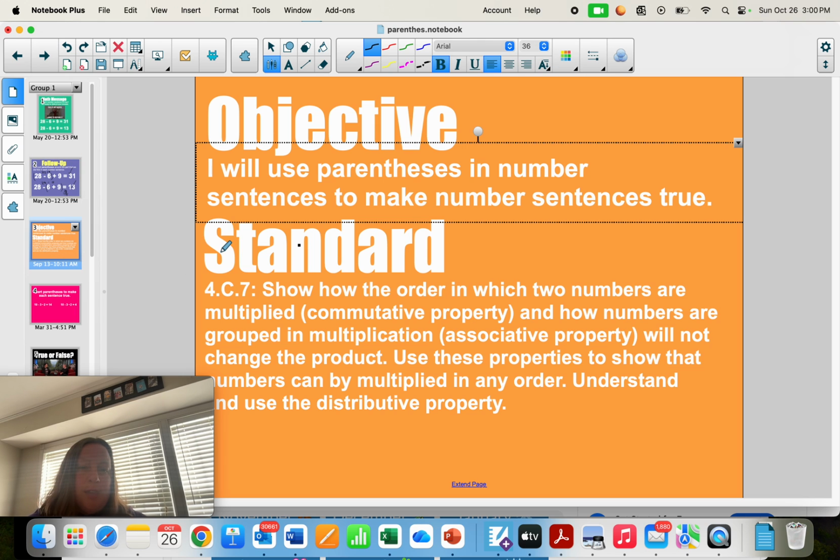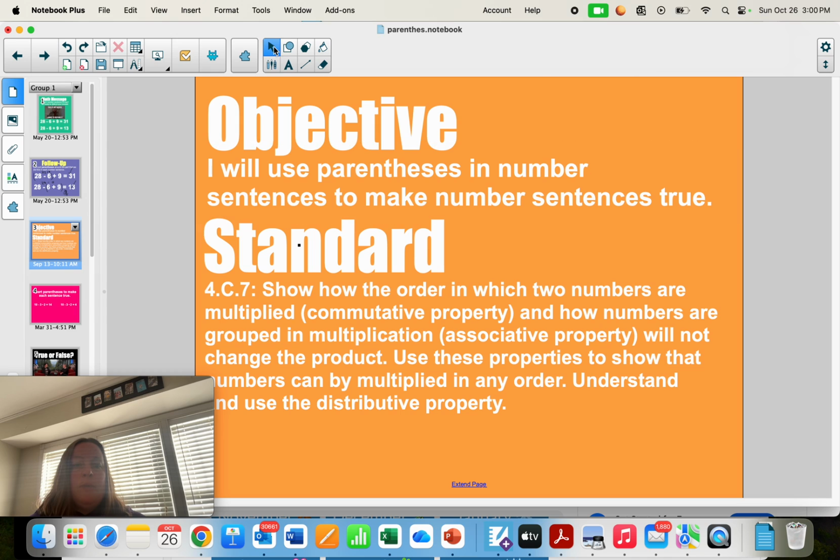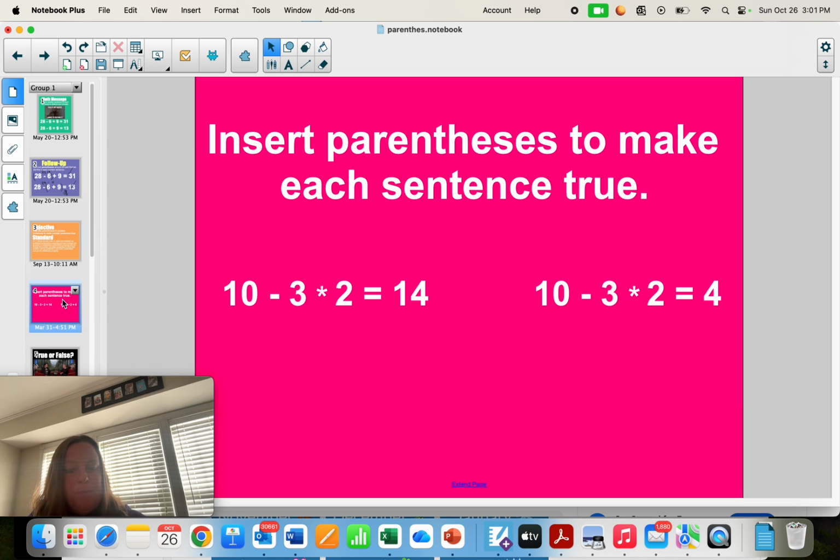Okay, so our objective, our learning target for today, is that we are going to use parentheses in number sentences to make them true. If we take a look at this one, we're going to do the exact same thing. Whatever is in parentheses, you have to do first. Now, if we look at these two number sentences, 10 minus 3 times 2, 10 minus 3 times 2, they're the same. The only difference, again, is that the answer is not the same. So how do I make this true? All you have to do is trial and error. You put parentheses in, try it out, see if it works.